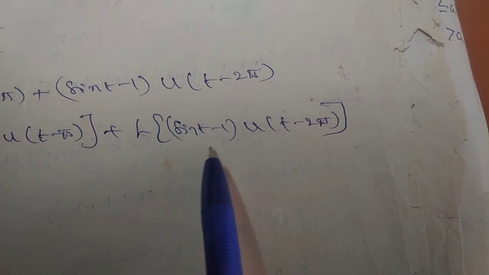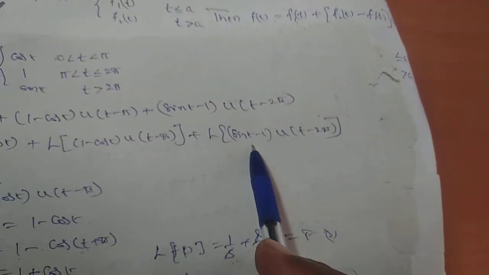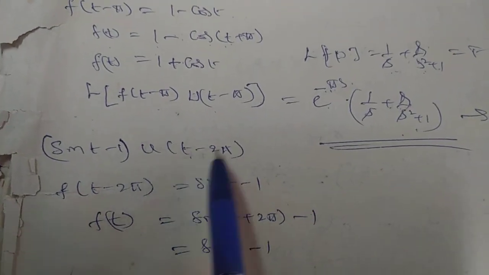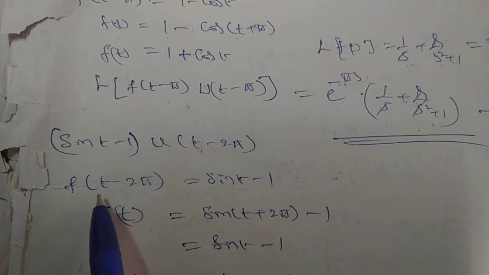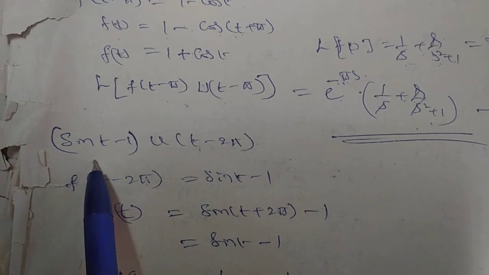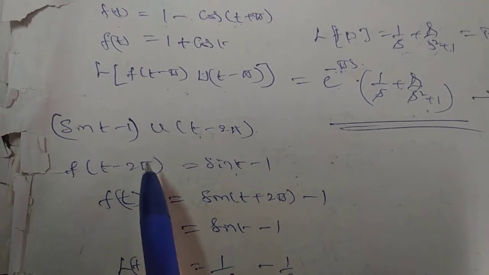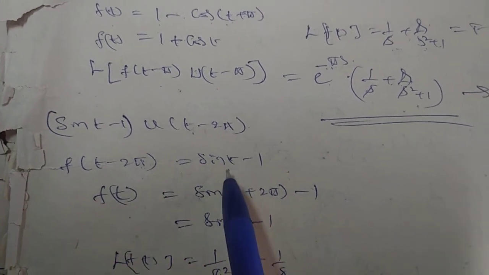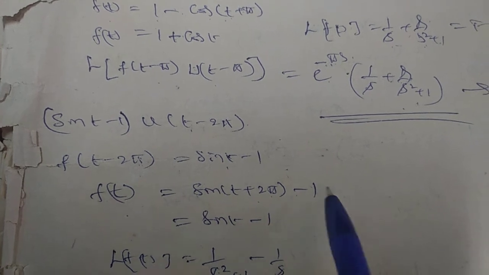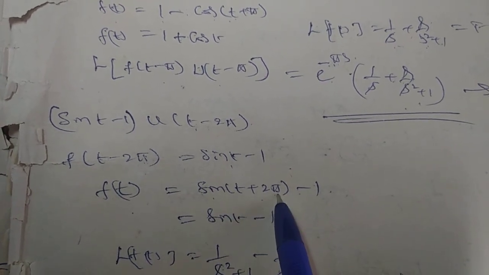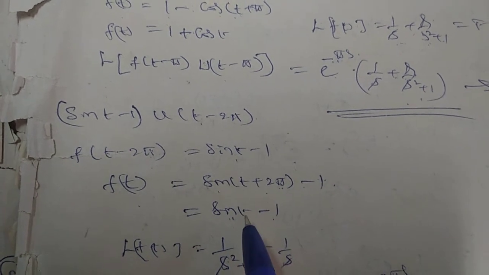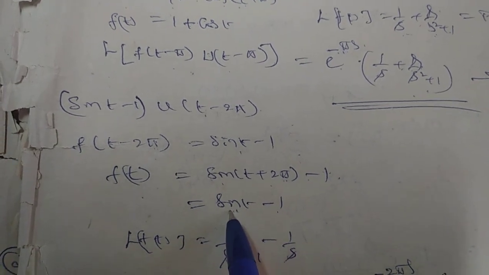And what is the second part? (sin t − 1) into u(t − 2π). So now we take (sin t − 1) into u(t − 2π). Let f(t − 2π) be equal to what? sin t − 1. How to get f(t)? Replace t by t + 2π. So here also replace t by t + 2π, minus 1. So sin(360 + theta) is sin t − 1. 360 plus theta means the first quadrant, all are positive.